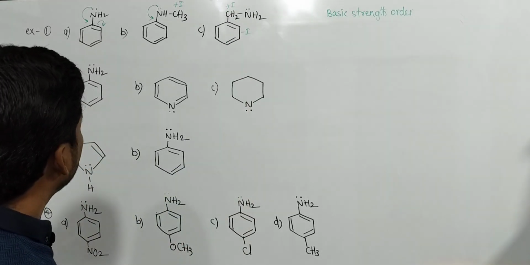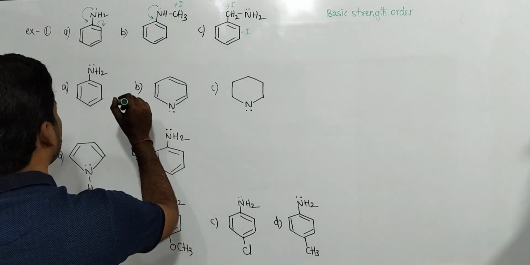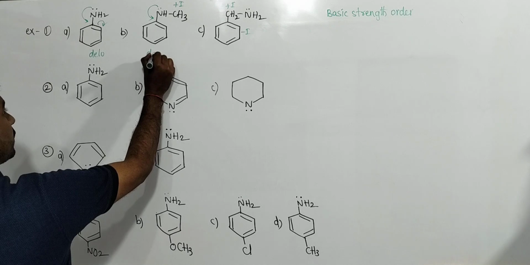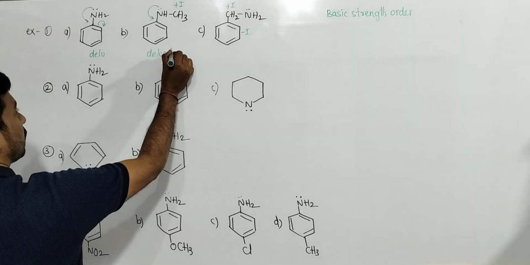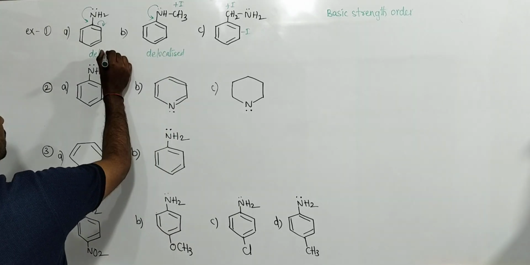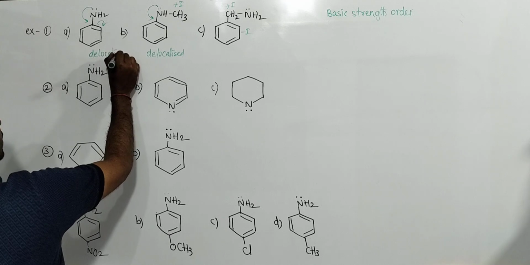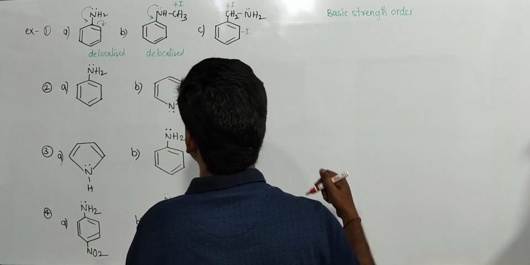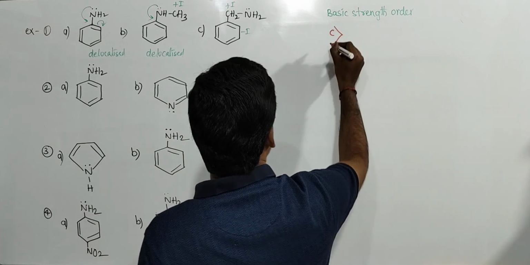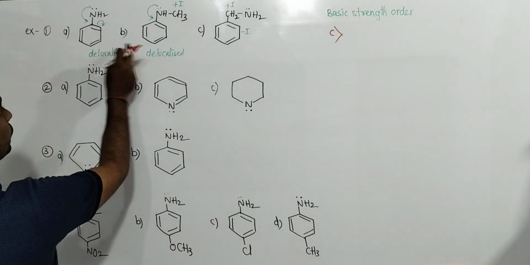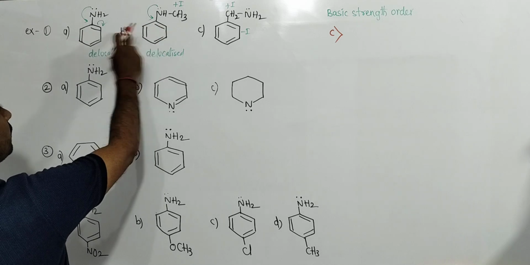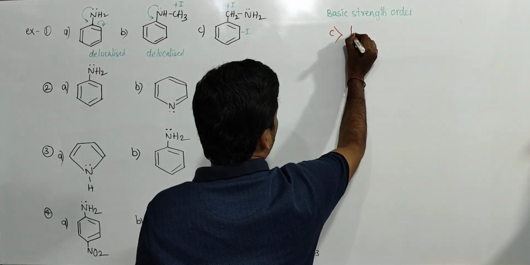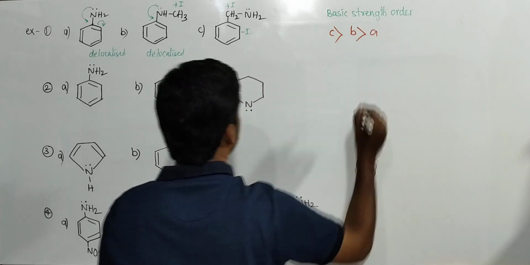So here lone pair electrons are not involved in delocalization. Here there is delocalization, here lone pair electron is delocalized, here lone pair electron is not delocalized. That's why definitely, which is the strong base? C is the strong base. Between these two, lone pair is involved in delocalization in both, but plus I group increases some basic strength. So B is a stronger base than A.